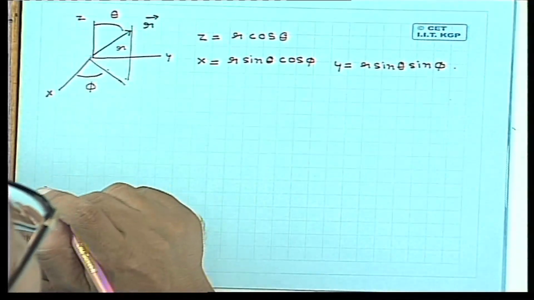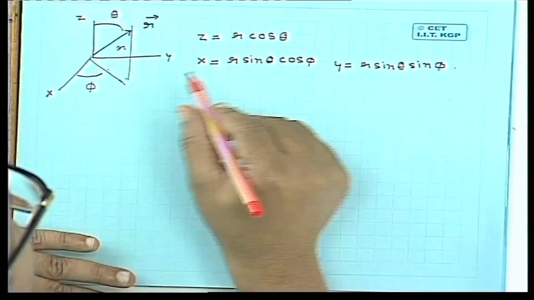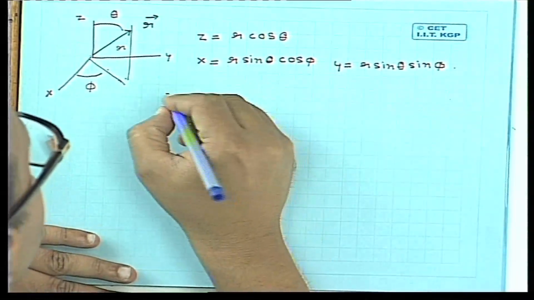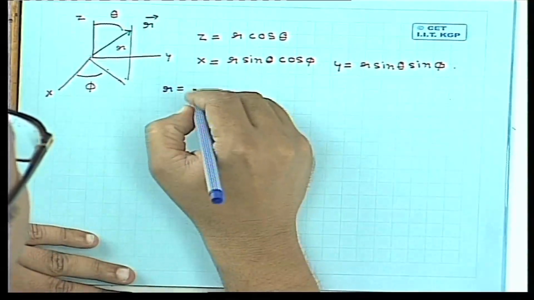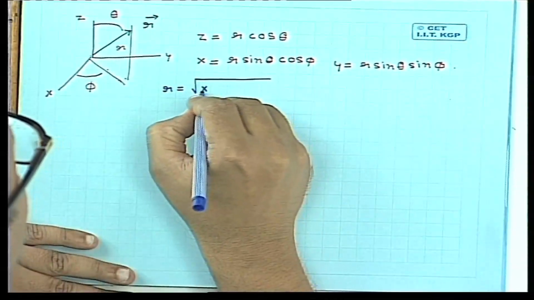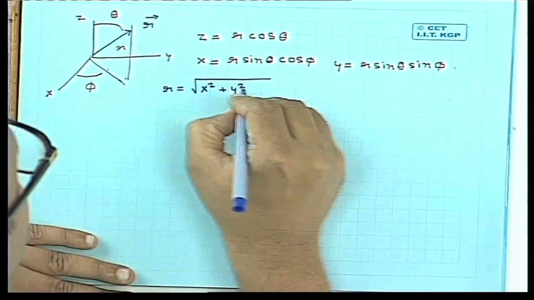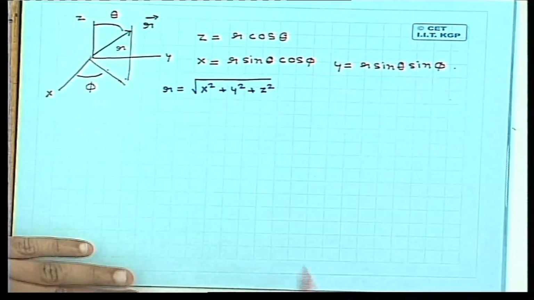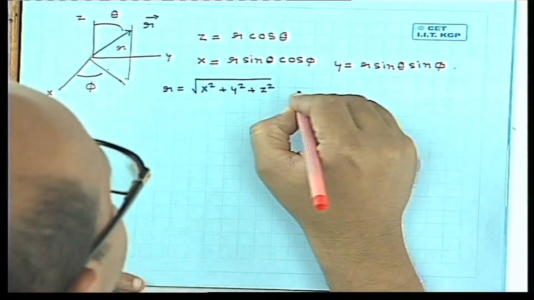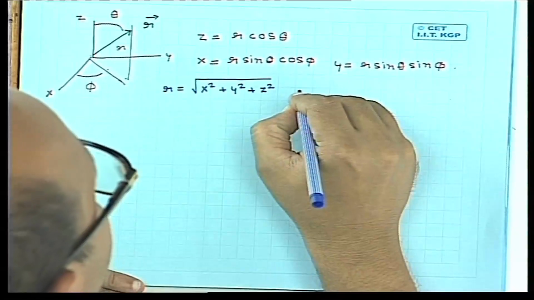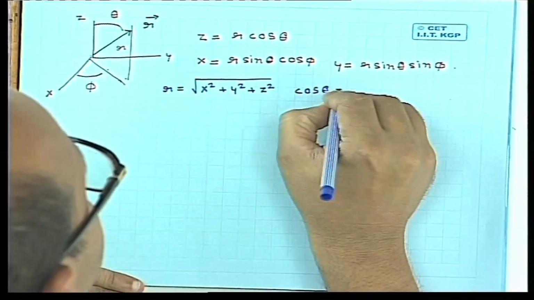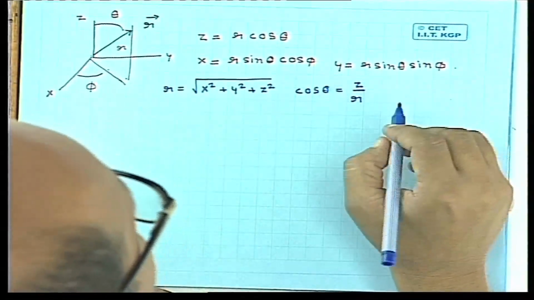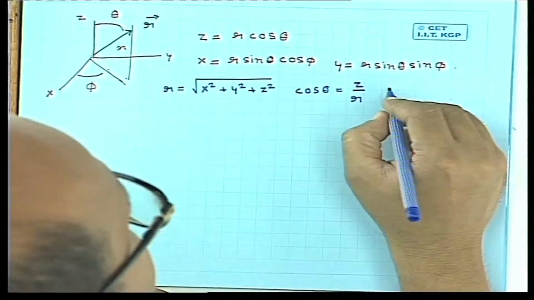Let us also write down the inverse relations. So we have r is equal to square root of x square plus y square plus z square, and cos theta is equal to z by r, and tan phi is equal to y by x.